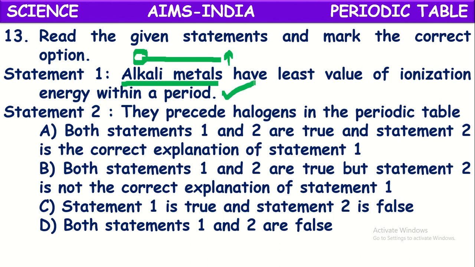Next statement, if you observe, they precede halogens in the periodic table. Is it correct? They are in front of the halogens? No. They are in front of noble gases. So before the alkali metal, there will be a noble gas at the right side. After the noble gas, they come alkali metals. Okay, this is incorrect. What will be the correct answer here? Statement 1 is true, statement 2 is false.